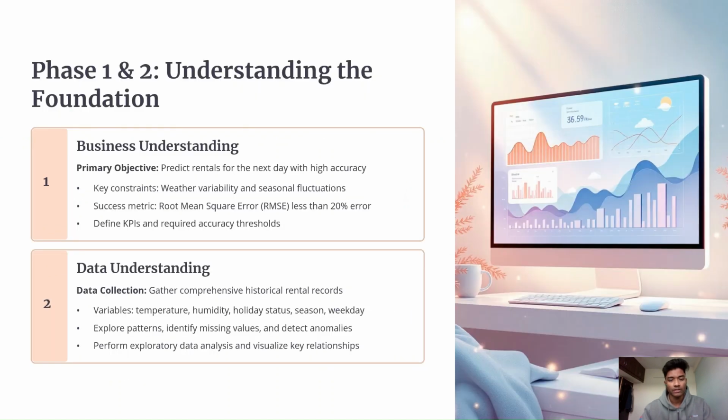Let's discuss phase 1 and phase 2, understanding the foundation. Business understanding: the main goal is simple, predict the next day's bike rentals accurately. We also consider factors like weather and seasonal variations. Our success metric here is RMSE, and we aim for less than 20% error. Now, data understanding. Next, we gather historical rental data. This includes temperature, humidity, season, weekday, holidays, and more. We explore the data, find missing values, identify patterns, and understand which factors affect rental counts.